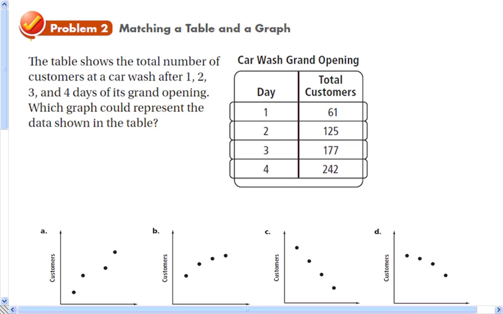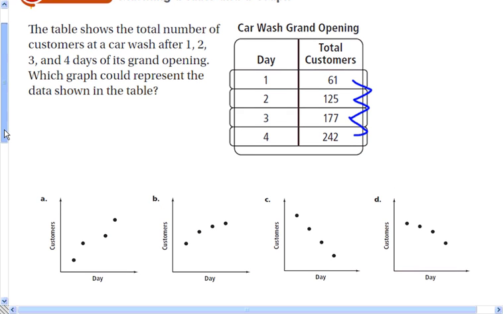Okay, so we're going to match a table and a graph here. The table shows the total number of customers at a car wash after 1, 2, 3, and 4 days. Which graph could represent the data shown in the table? One thing we might want to do is check the rate that the total customers are going up. That'll help us determine which graph to match it with.